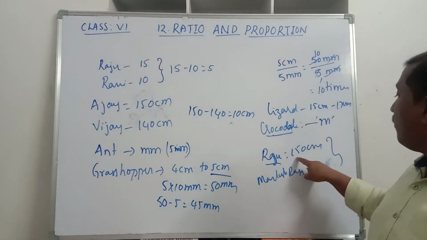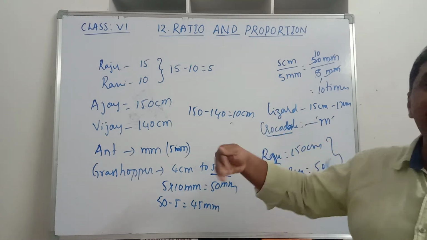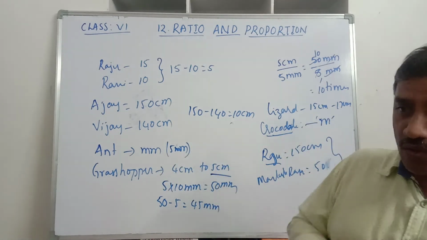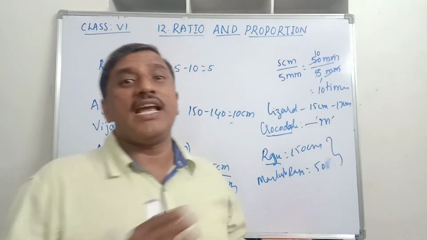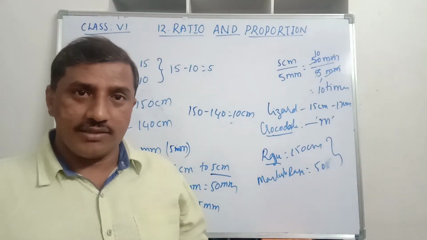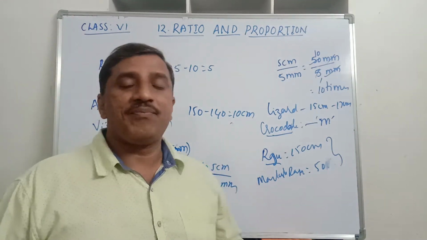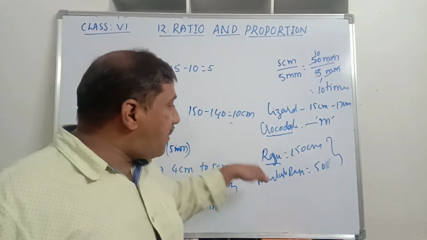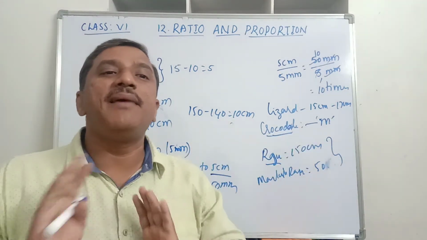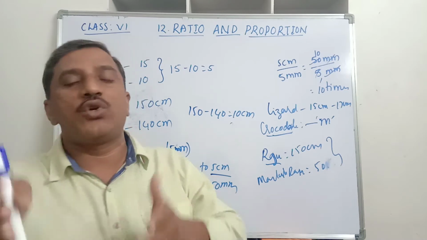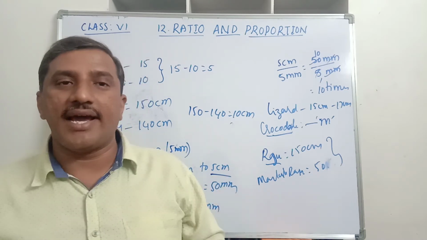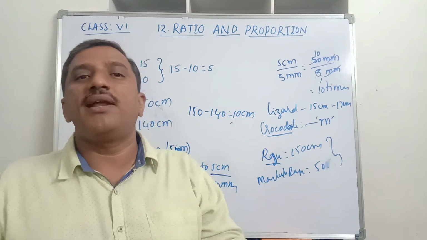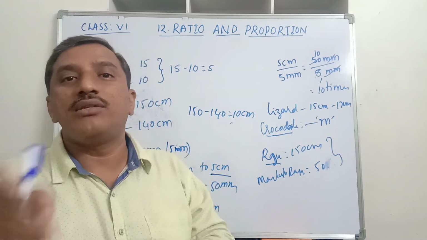Why? Because 150 centimeters is representing the height of Razu. Marks is a different quantity. So quantities also should be of the same kind. Then we can compare the two quantities by division. To compare those two quantities, they should be of similar kind. If you are taking length, both should be length. If you are taking height, both should be height. If you are taking marks, both should be marks. Similar quantities, and they too should have the same units.